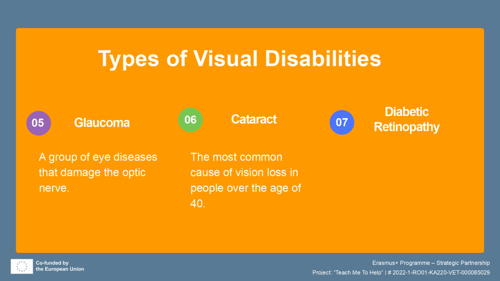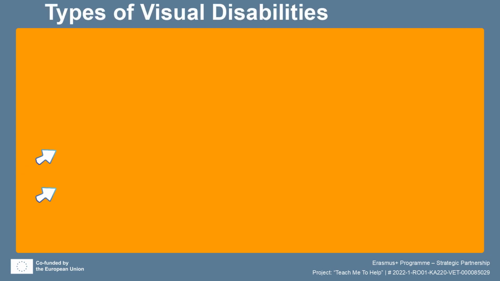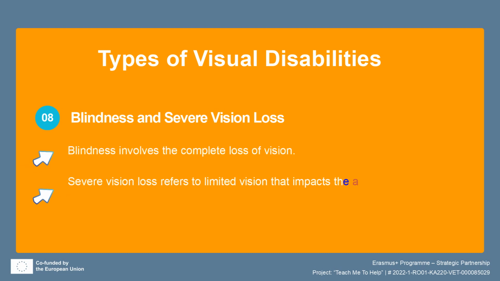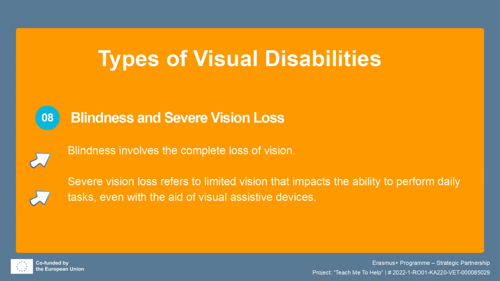Diabetic retinopathy, a complication of diabetes that affects the blood vessels of the retina. Blindness and severe vision loss. Blindness involves the complete loss of vision. Severe vision loss refers to limited vision that impacts the ability to perform daily tasks even with the aid of visual assistive devices.